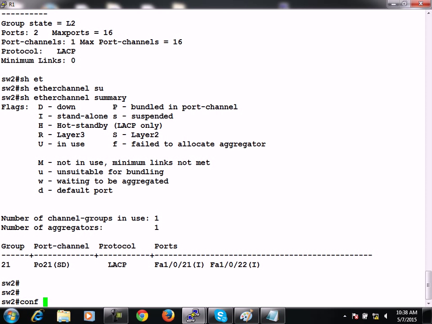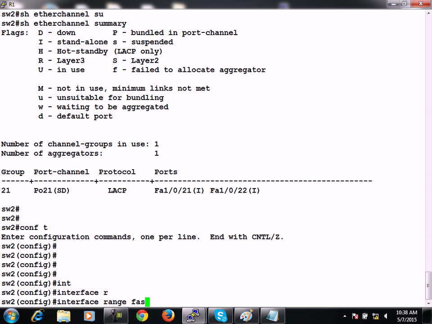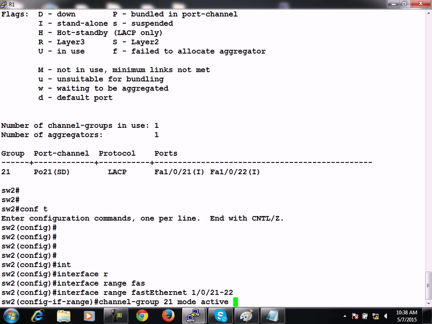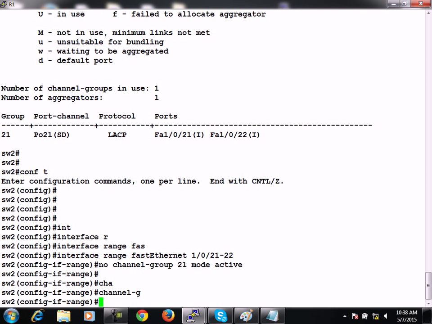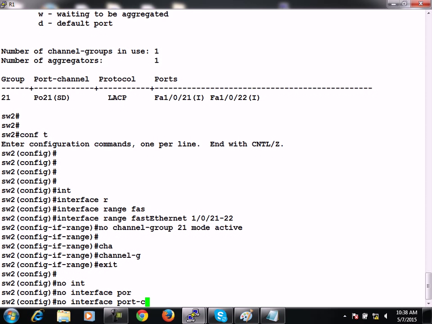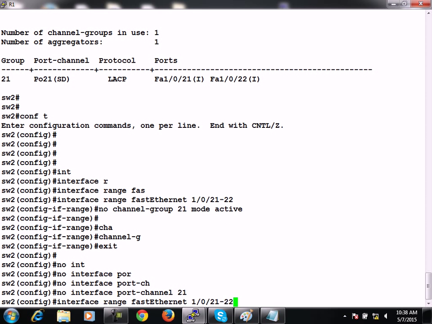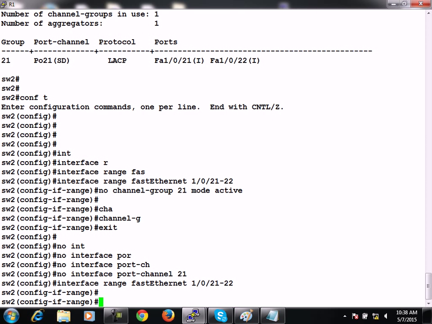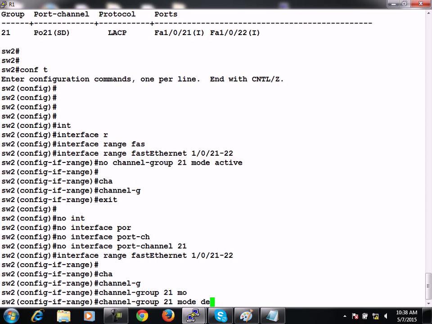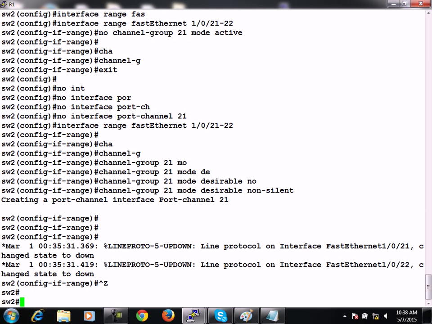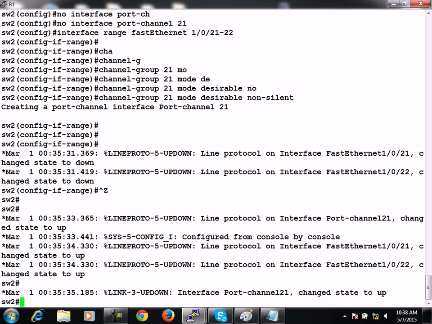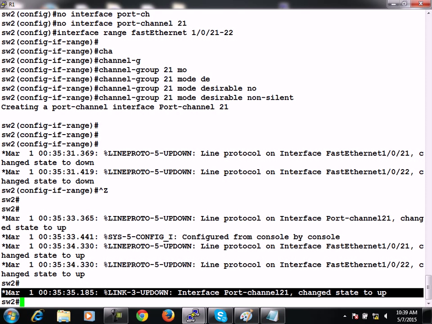Yes. So interface range FastEthernet 1/0/21 to 22, channel group. One more thing, let me remove that port channel as well. No interface port-channel 21, and then once again move inside this range of 21 and 22, and configure channel-group 21 mode desirable non-silent. And this time you will see that your ports will come up, and it will also configure your port channel. You can see now that port-channel 21 has been configured. See, and its line protocol has also come up now.